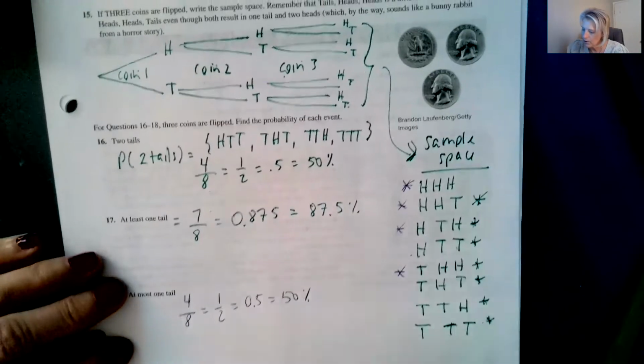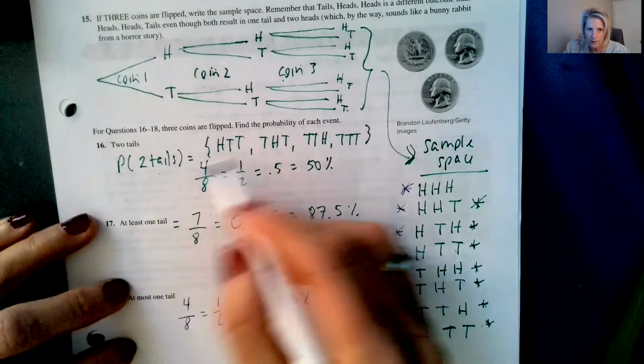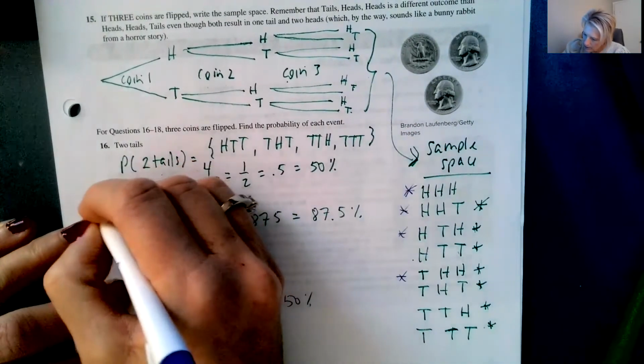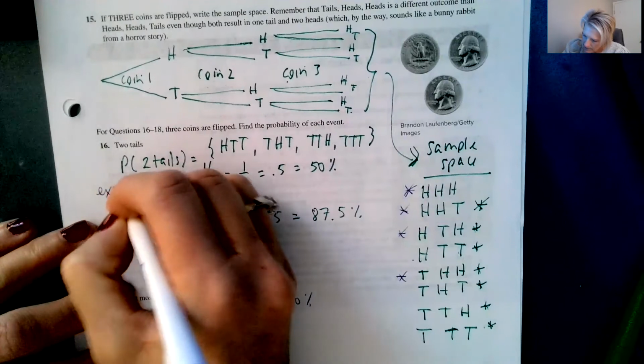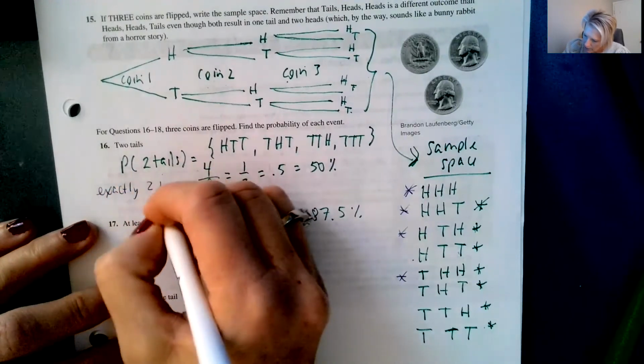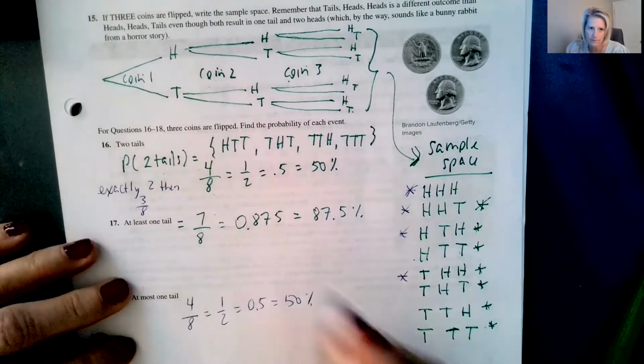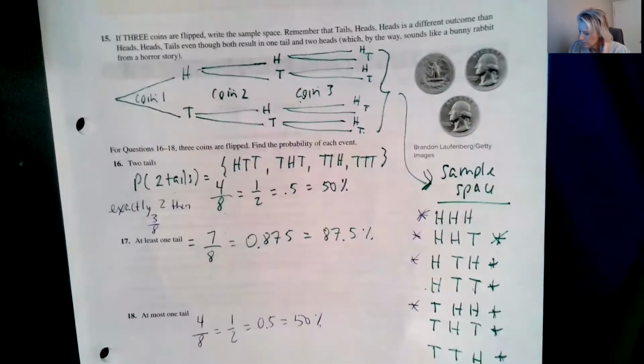Like I said, you could have said on the first one, the probability of 2 tails, thinking it was exactly 2 tails. So if it was exactly 2, then we would have had 3 out of the 8. Depends on how you read that one.